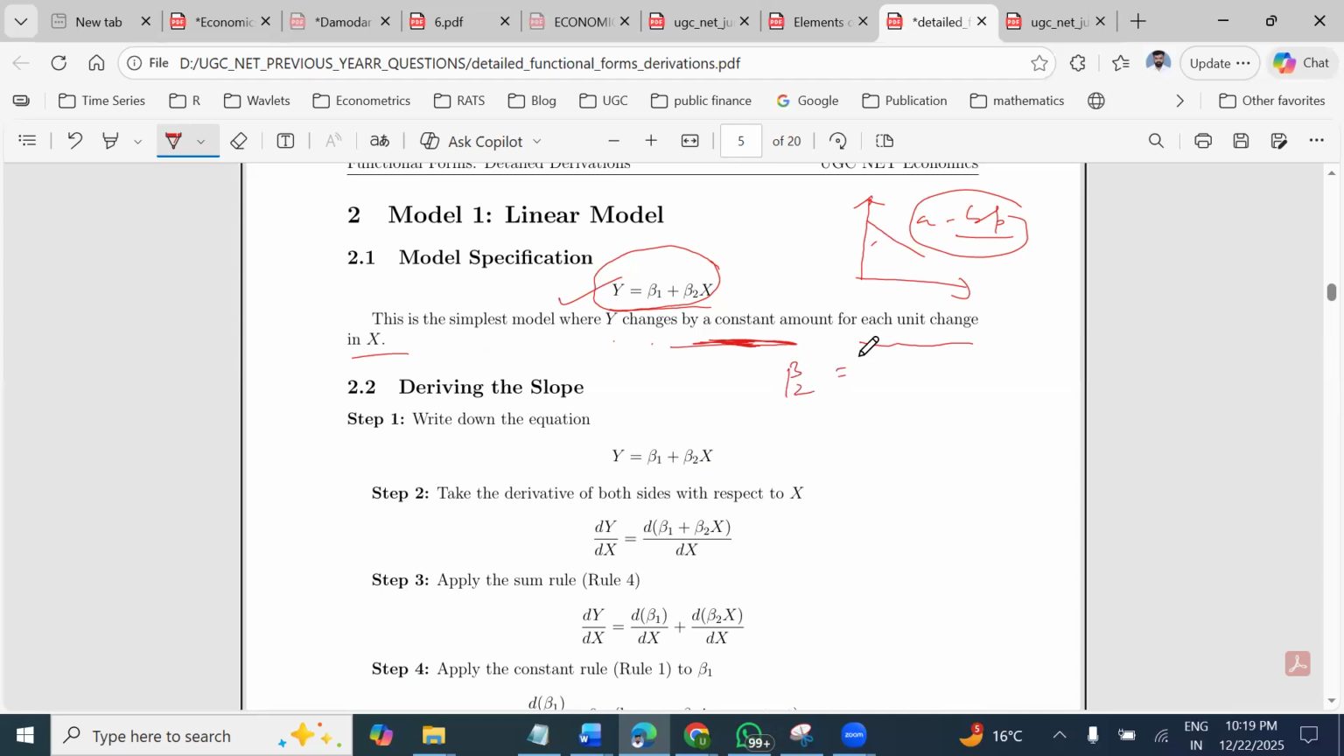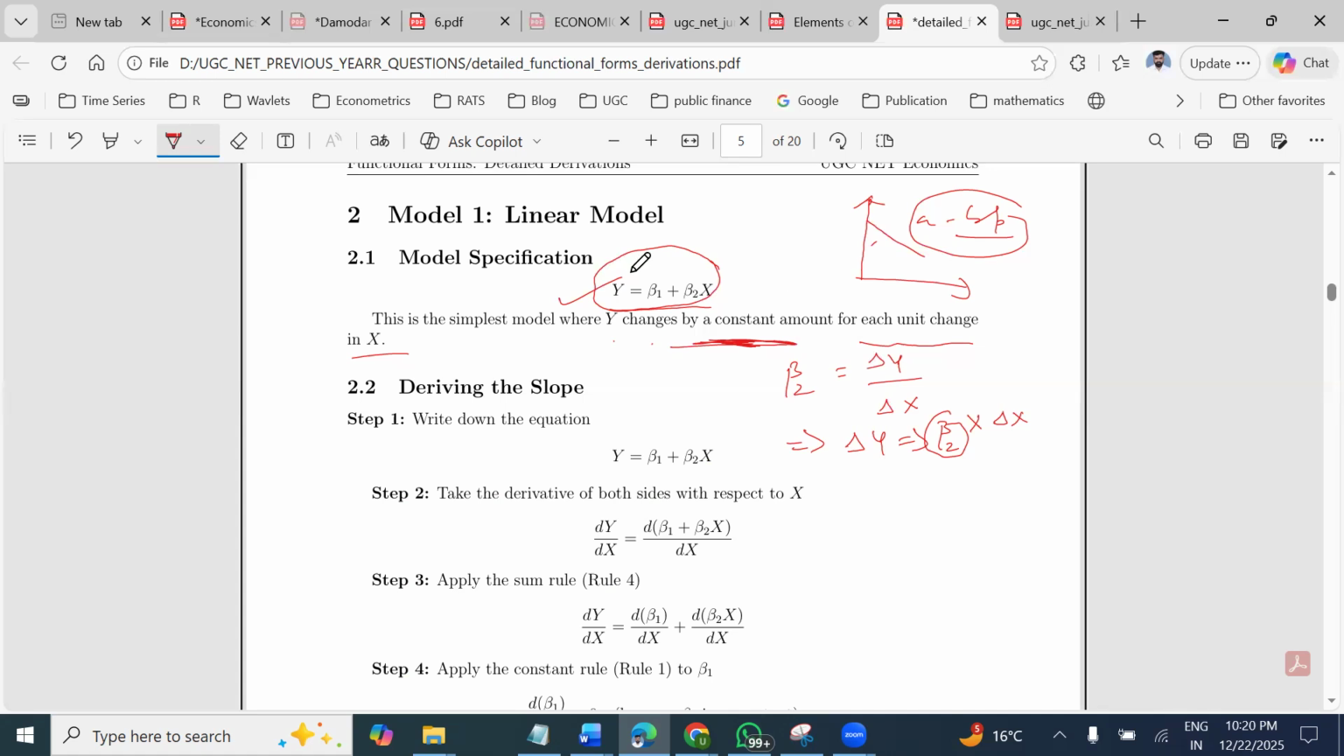Because we have already calculated beta 2. In terms of interpretation, beta 2 is nothing but delta y upon delta x. That refers to how much delta y is changing. It is changing by beta 2 times delta x. Yes or no? Yes, sir. So beta 2 is the important one over here. Now you have to remember that in a linear model, your slope remains constant.